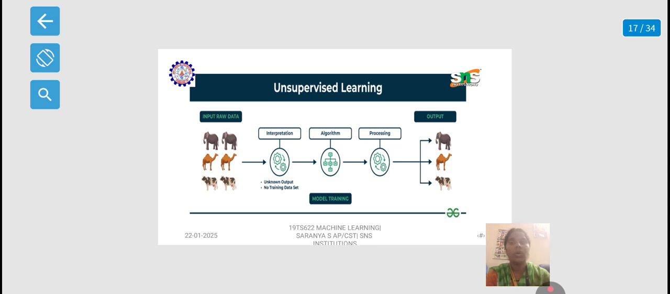Here the model did not learn anything before, which means no training data or examples. It allows the model to work on its own, discovering patterns and information that were previously undetected. It mainly deals with unlabeled data.